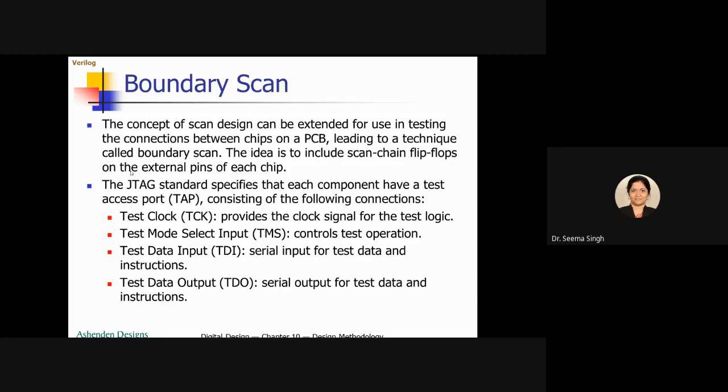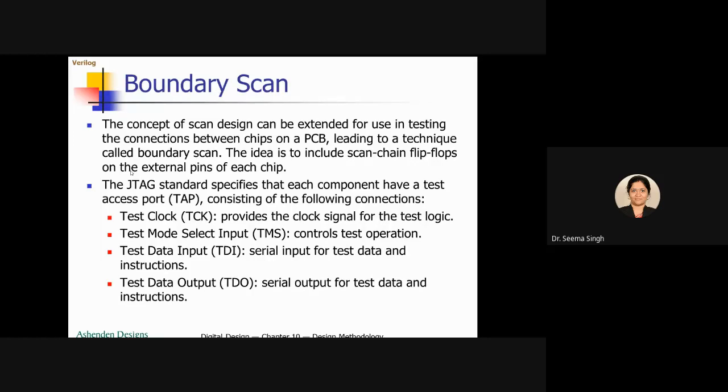And what happens in this, along with the scan chain flip-flop, the idea is to include the scan chain flip-flop on the external pin of each chip. You know that in a complete embedded system you may have many chips, and each chip will have interface pins which will be connecting to either the other chips on the same PCB, or to the input output pins.